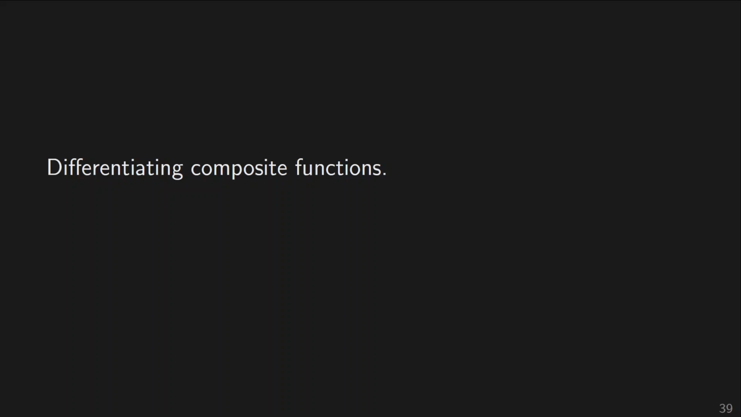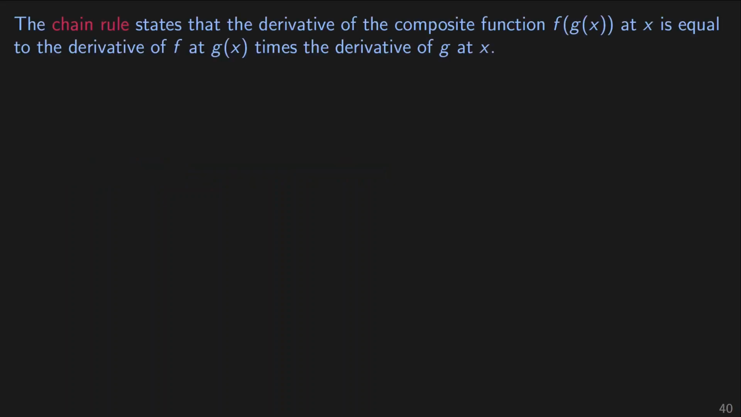Okay, so in order to differentiate this type of functions, we will introduce the chain rule. Now the chain rule states that the derivative of the composite function f of g of x at x is equal to the derivative of f at g of x times the derivative of g at x, right? So there's some kind of product going on.